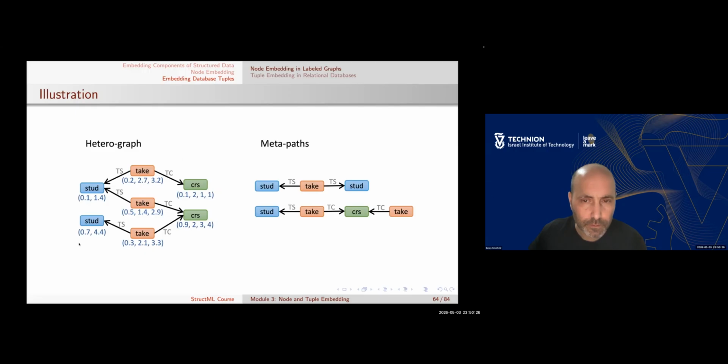So if this is our heterograph, then we can think of our meta path as extracting information like student connected by TS to take and going back by TS to student. That doesn't say much probably. But this one is more interesting: a student connected to take by TS, connected to a course, and this is another, possibly different student taking that course. So that represents an interesting relationship.